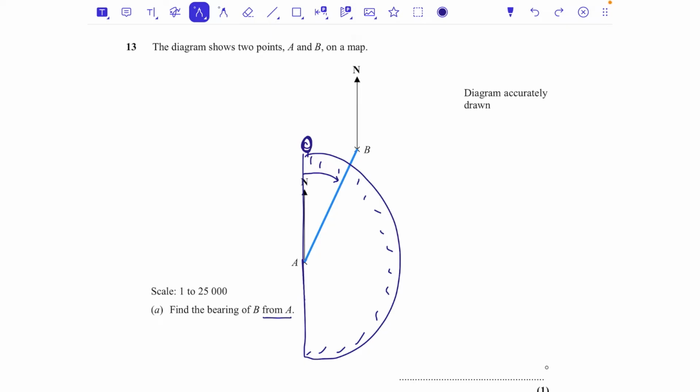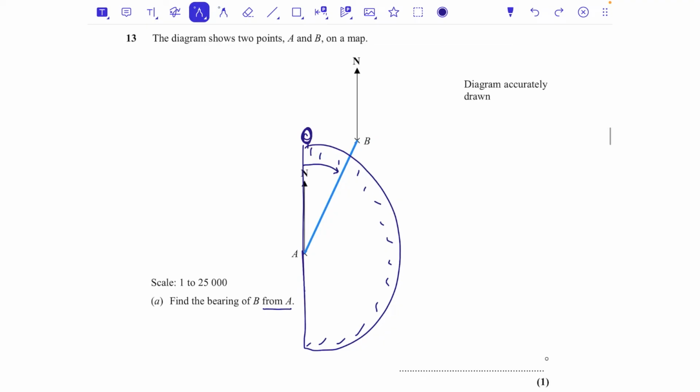Now you were allowed any bearing there from 23 to 27. So that was the range of tolerance. Now with bearings, we always need to make them 3 digits long. So I would measure that as 25 degrees. And so I'm going to put 025 as my bearing. We always need to make sure it's got 3 digits.